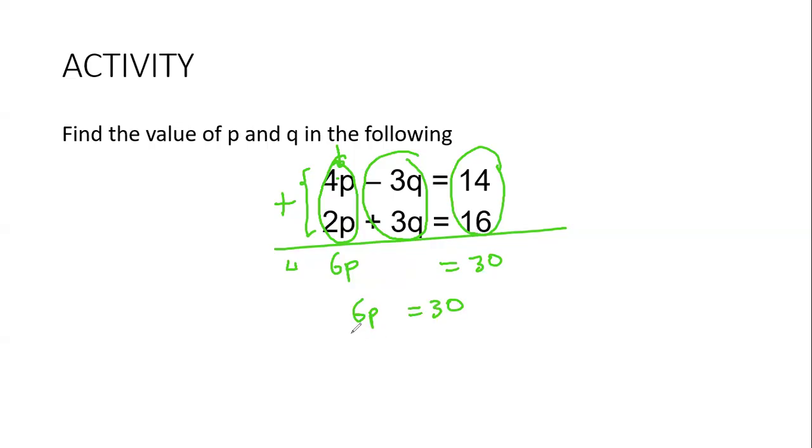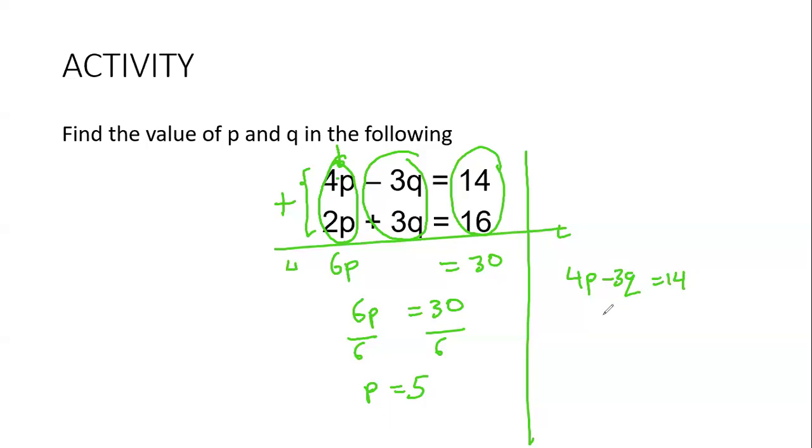Yeah, 6p equals 30. So when we divide by 6 on both sides, we are getting 5. Good. Can you now take us through to Q? How do we get Q? We put 4p minus 3q equals 14. Then we replace p by the value we got, which is 4 times 5.